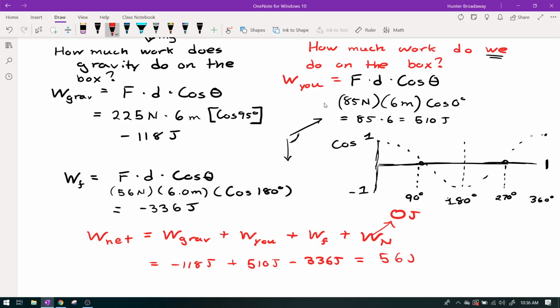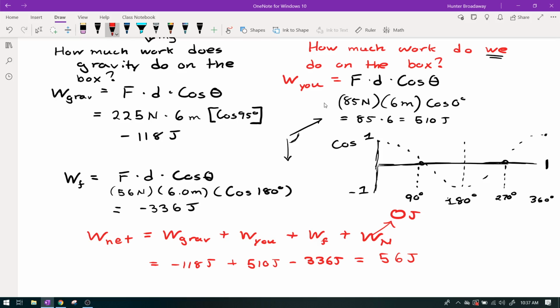So we get 56 joules of work being done. I shouldn't say energy. 56 joules of work being done, net work being done up the ramp. There were a lot of forces at play here. One of them was the force of us pushing up. One of them was the normal force, but that one didn't matter because it was at 90 degrees. One of them was friction, and that was at 180 degrees, so it flipped it over completely. And the other one was gravity, which did a little bit of negative work, but not a whole lot of negative work. Does that kind of make sense?